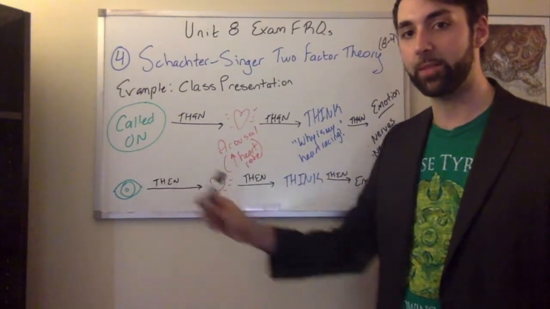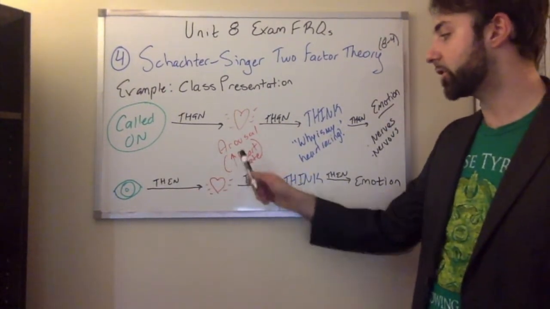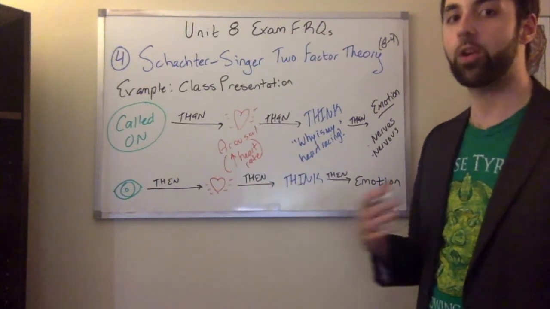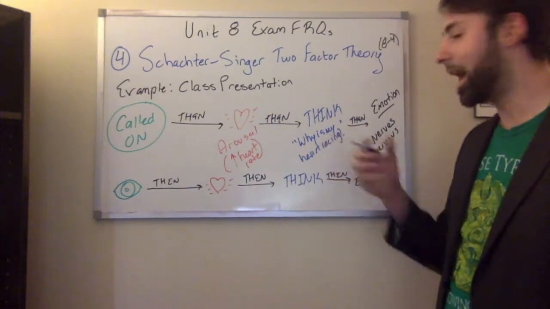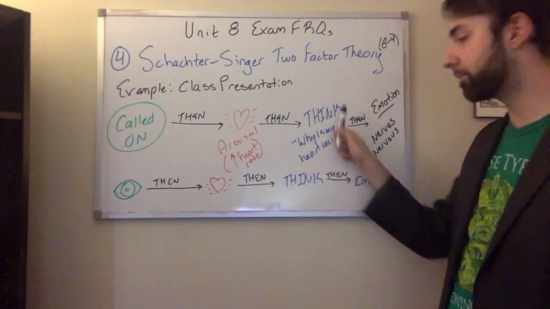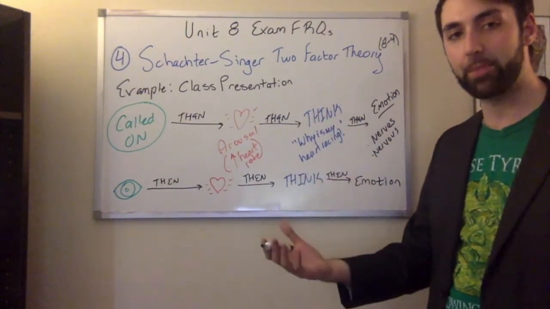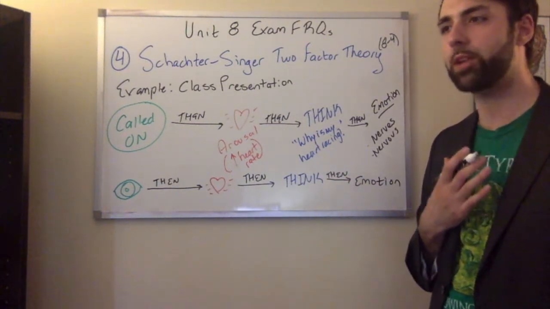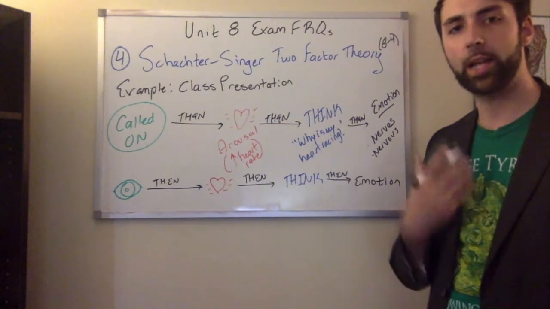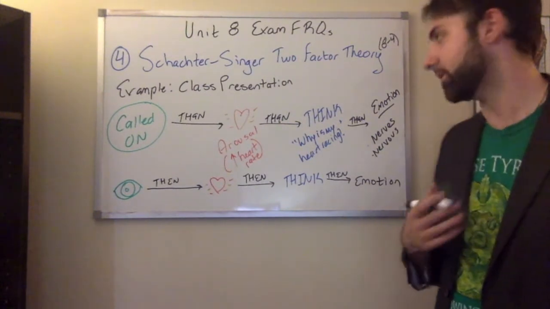That's the introduction of a stimulus. You experience physiological arousal, which in this case is your heart racing, which you should describe in an FRQ. Then you have to stop and think, why is my heart racing? We call this blue phase cognitive labeling. Label your arousal. What is my body doing? Why am I sweating? Why is my heart racing? Why am I breathing faster?